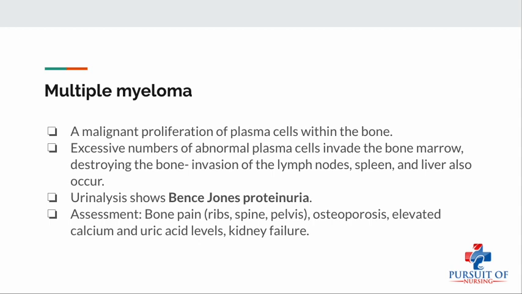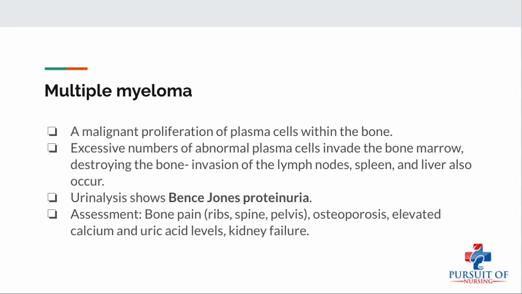The patient with multiple myeloma, their urine analysis is going to result in Bence-Jones proteinuria. Be able to associate that with multiple myeloma. This patient is going to have bone pain, osteoporosis, elevated calcium and uric acid levels, and kidney failure. So, the two things to know about multiple myeloma, well, one is going to be your urine analysis that shows the Bence-Jones proteinuria. Then you need to know that they're at risk for kidney failure because of the increased levels of uric acid and calcium. And then they're also at an increased risk for fractures. So it's very important to provide support while moving, walking the patient.